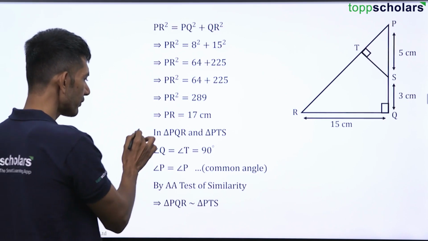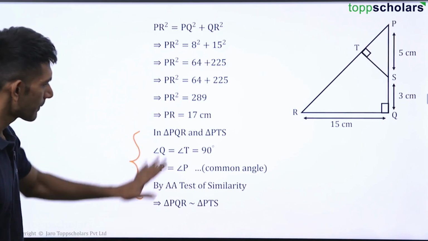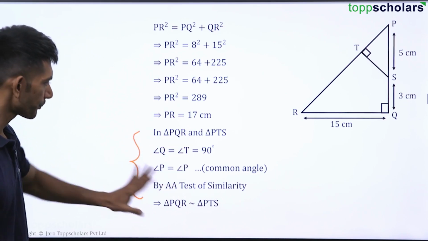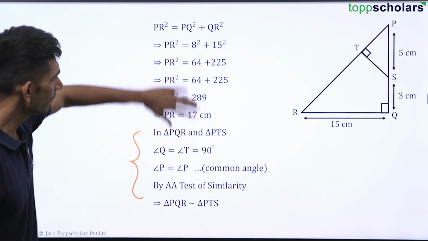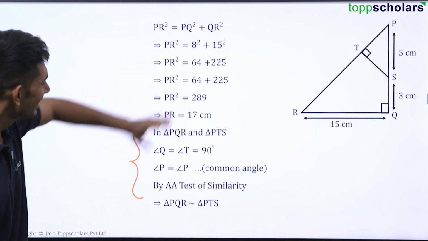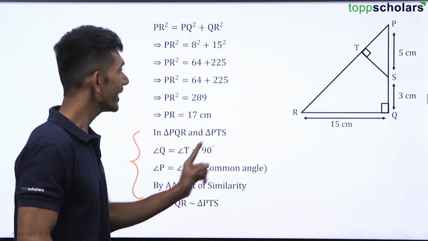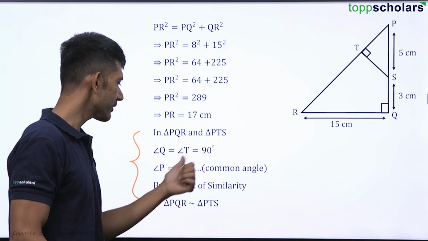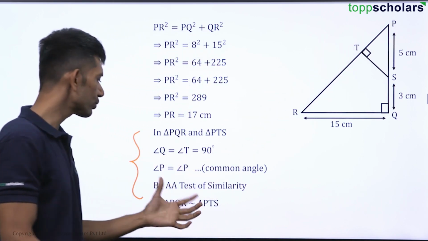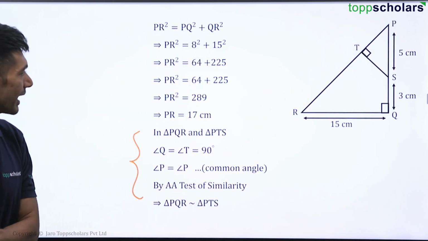So this is the proof for proving the 2 triangles similar. Firstly, we are doing this. So let's focus on this. Forget about this part. We will be doing that. So in triangle PQR and PTS, Q and T are equal. They are 90 degrees each. Angle P is the common angle. Therefore, the 2 triangles are similar by angle-angle test of similarity.